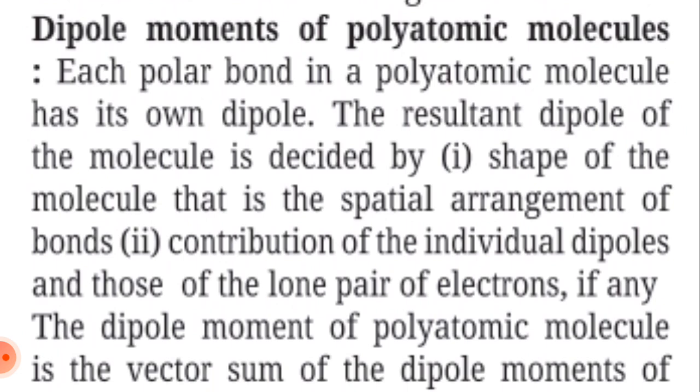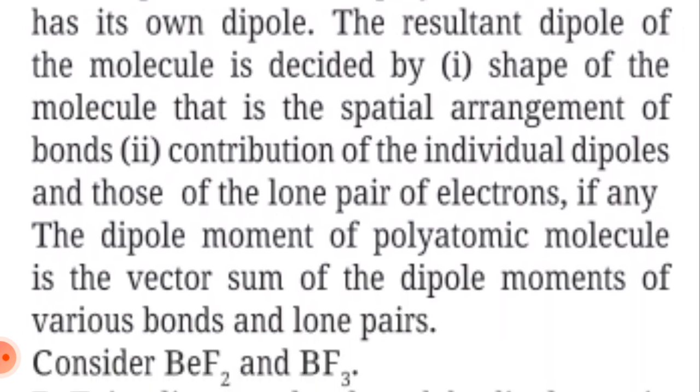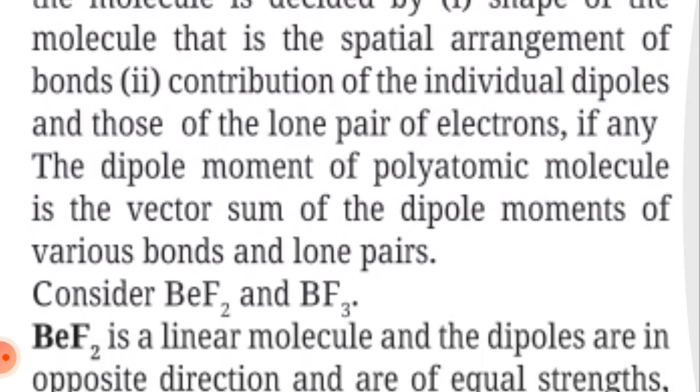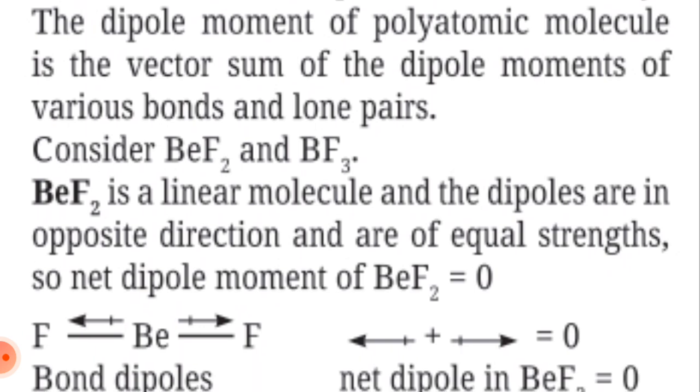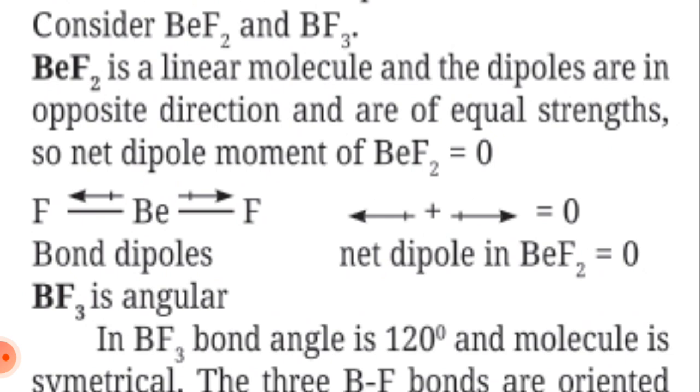Each polar bond in a polyatomic molecule has its own dipole. The resultant dipole of the molecule is decided, first, by the shape of the molecule, that is, the spatial arrangement of bonds. Second, by the contribution of the individual dipoles and those of the lone pair of electrons, if any. Dipole moment of a polyatomic molecule is the vector sum of the dipole moments of various bonds and lone pairs. Consider beryllium difluoride and boron trifluoride.